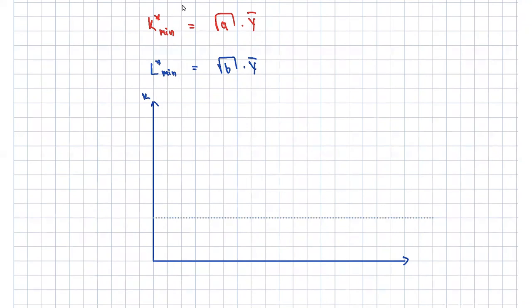And the equation of this asymptote is simply that K will equal the square root of A times y bar. And this is my K-min. And I also know that I'm going to have some L-min, and this L-min is simply the square root of B times y bar.